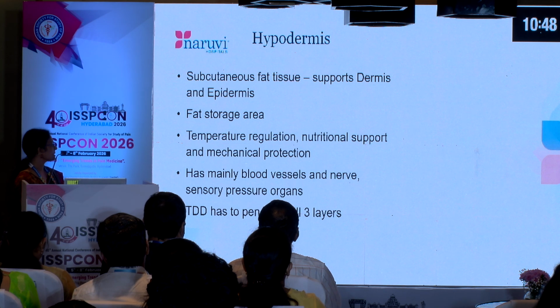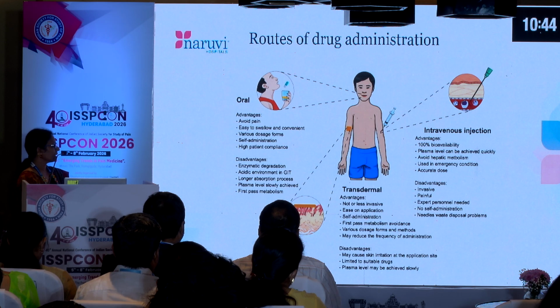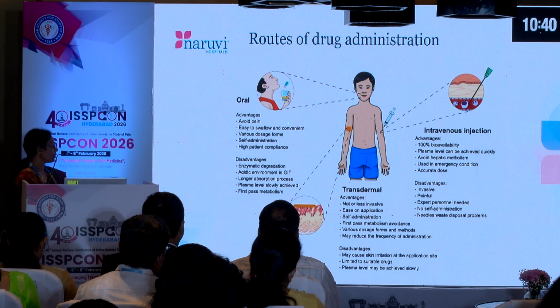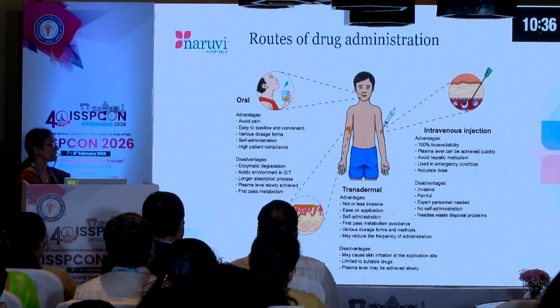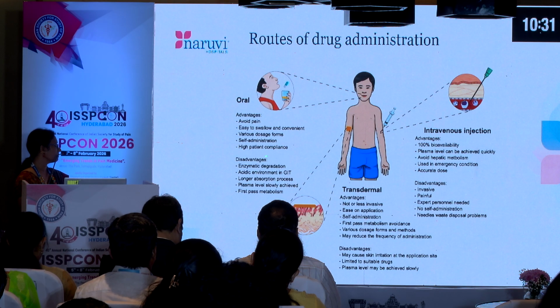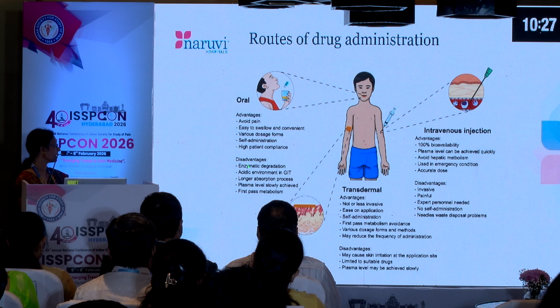As for routes of administration of the drug, we know that oral is there, intravenous is there, and transdermal is there. Oral avoids pain and it's easy to swallow. They say high patient compliance, but actually not. Patients can forget to take medications at the proper time, especially pain medications, so they may not be very compliant. There is also enzymatic digestion, mainly first pass metabolism, and GI side effects are more with oral medications.